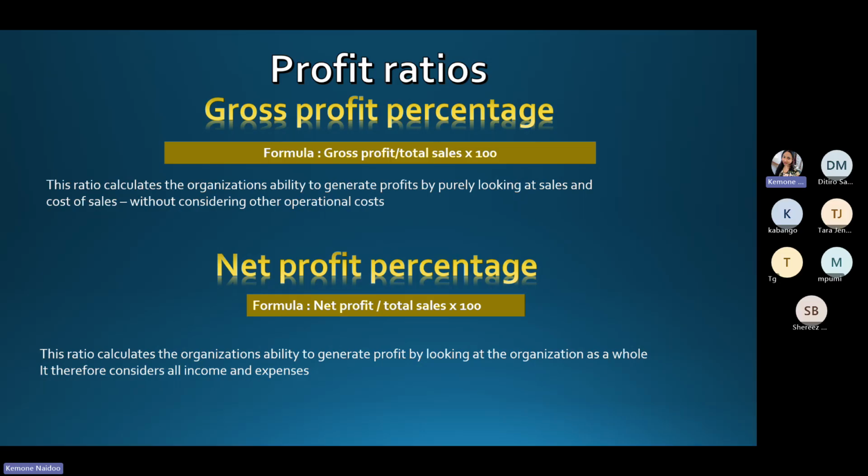Your net profit percentage, as the name suggests, is taking into account the whole organization. So you are taking into account all your income and expenses. In that regard, you'll have net profit, which is your organization as a whole, divided by your total sales times 100 to get a percentage. Okay, so these are your profit ratios. The organization wants to understand its ability to generate profit. So these are the profit ratio percentages that you need to understand.